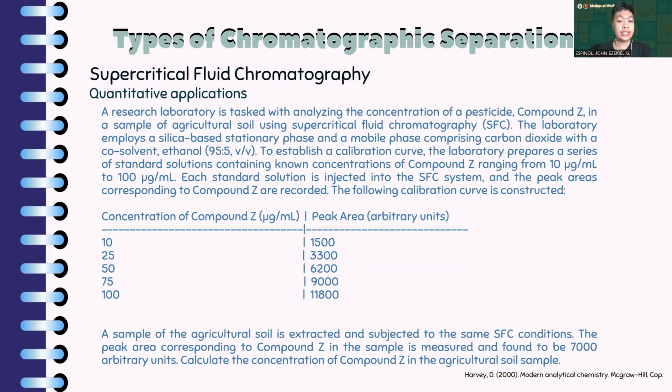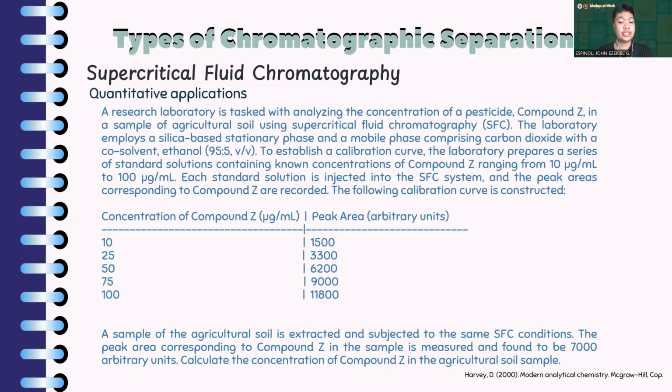A research laboratory is tasked with analyzing the concentration of pesticide compound Z in a sample of agricultural soil using supercritical fluid chromatography. The laboratory employs a silica-based stationary phase and a mobile phase comprising carbon dioxide with a co-solvent ethanol, 95 by 5 volume by volume. To establish a calibration curve, the laboratory prepares a series of standard solutions containing known concentrations of compound Z ranging from 10 microgram per milliliter to 100 microgram per milliliter.